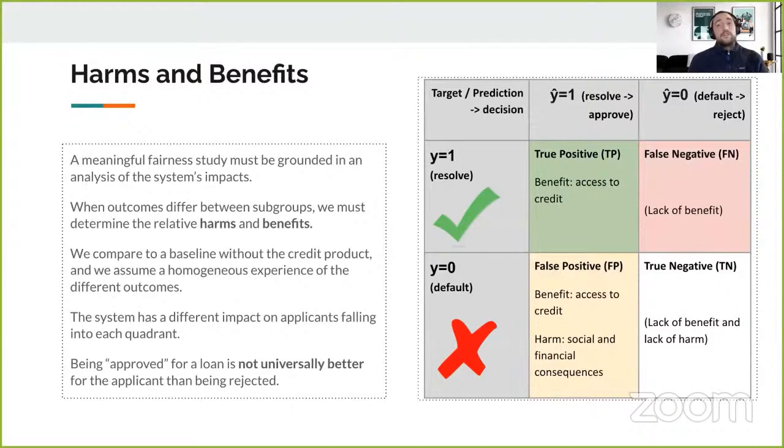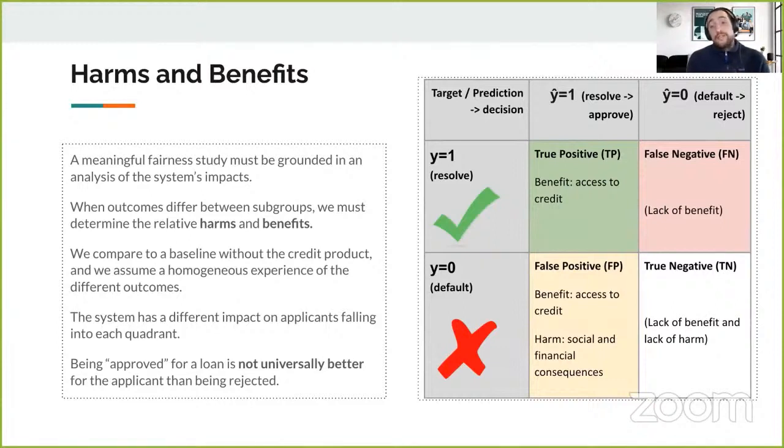In putting together this methodology, we really wanted to emphasize that it is not enough to blindly try to balance probabilities between subgroups. A meaningful fairness study must be grounded in an analysis of the system's impacts. How do the outcomes actually affect people's lives? And when outcomes do differ between groups, we must determine the relative harms and benefits. Now, determining what harms and benefits to consider and how their magnitudes compare is not simple, nor do we believe that there are any universally right answers.